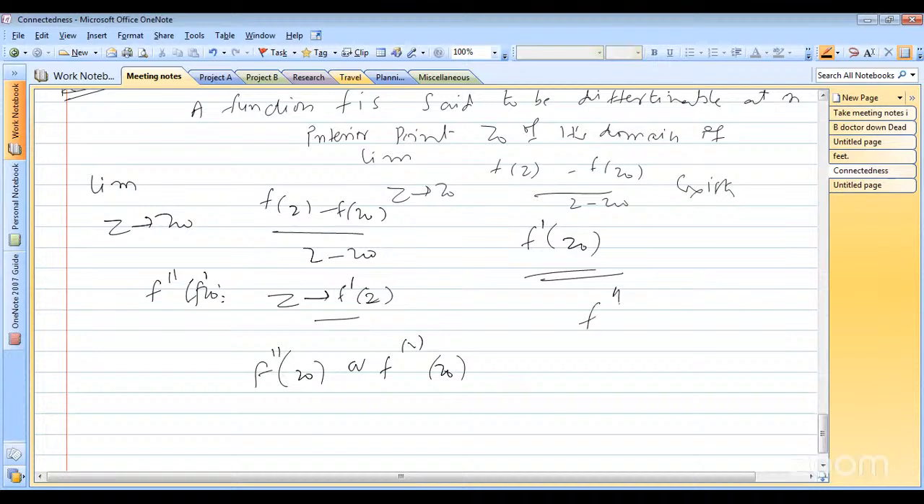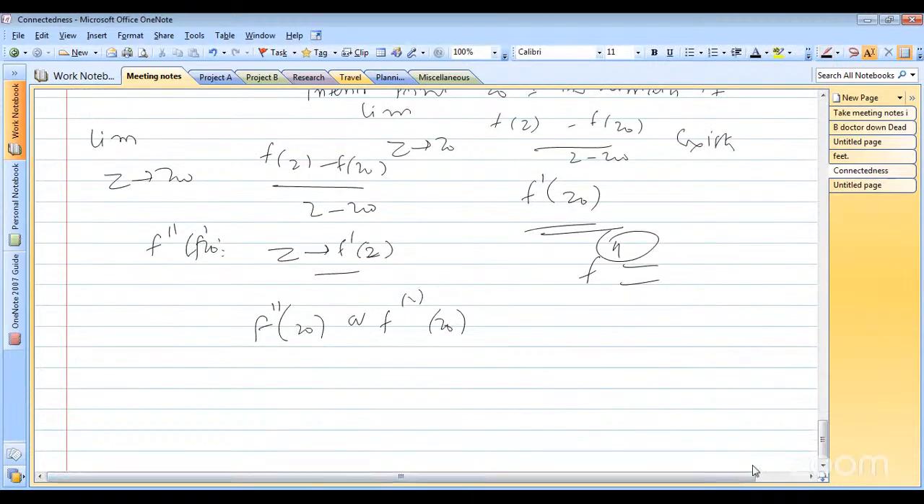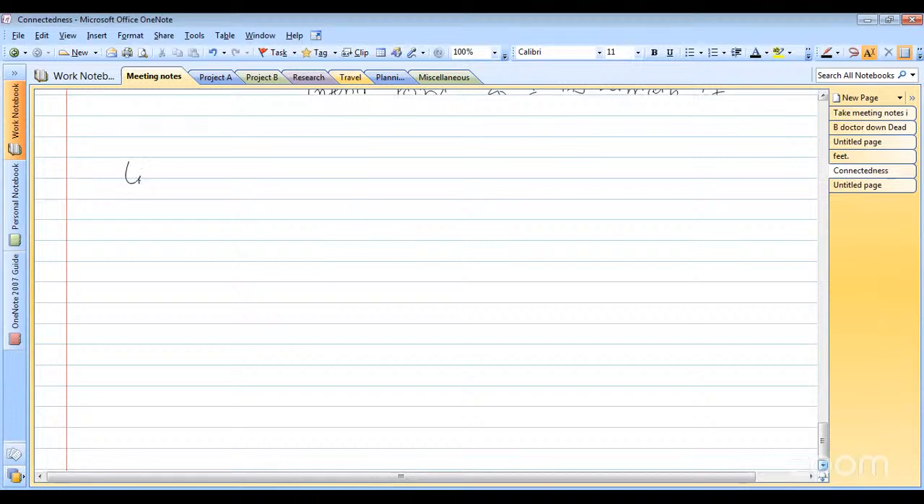So F power n means the nth derivative of F, whether first, second, third, or anything. The function is differentiable at Z naught, an interior point of the domain, so we can define the derivative equally well by the limit as h tends to 0 of f of z naught plus h minus f of z naught, divided by h. There are several alternative notations for differentiation.